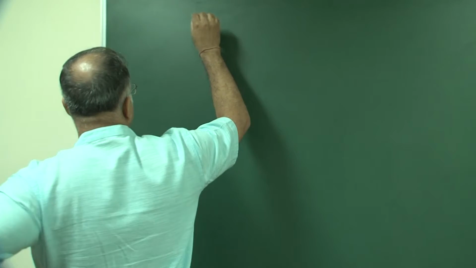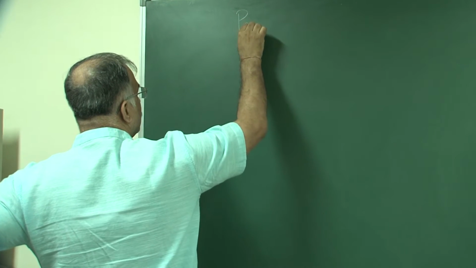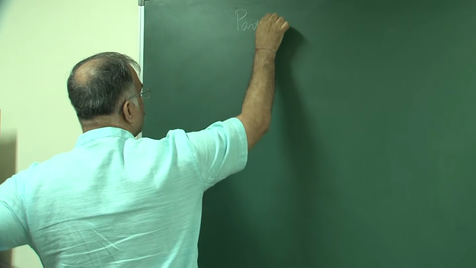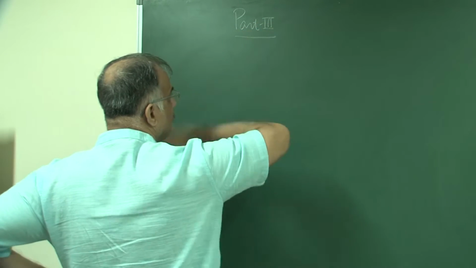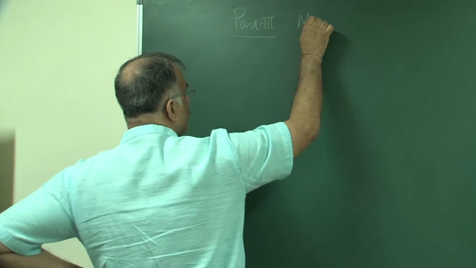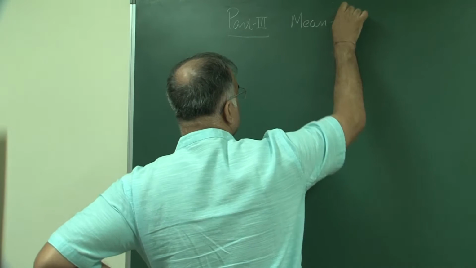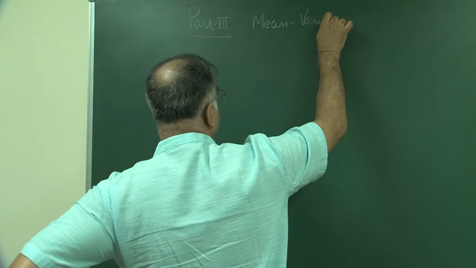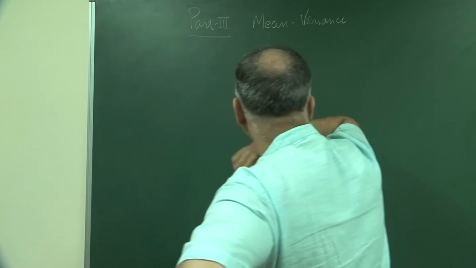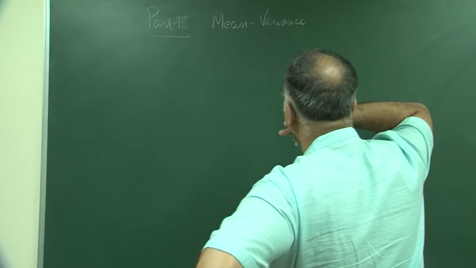Okay, so this is part 3 of the mean variance portfolio optimization. It's a very important area of applications of optimization, especially the Kuhn-Tucker theory.